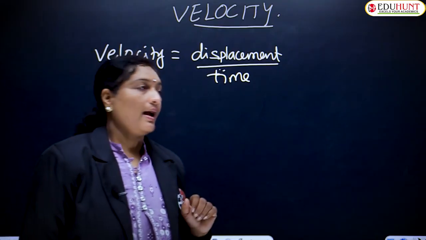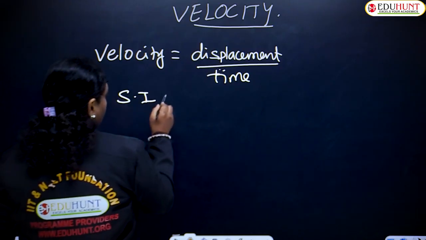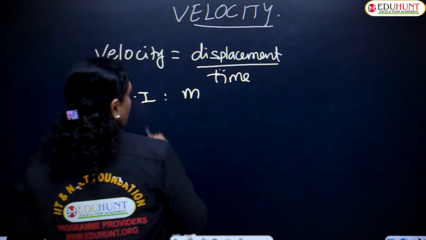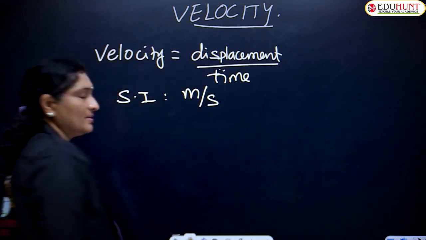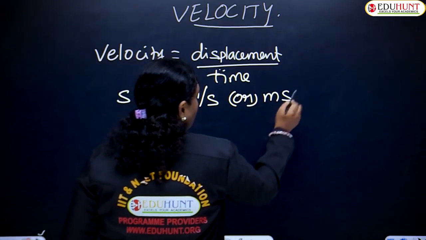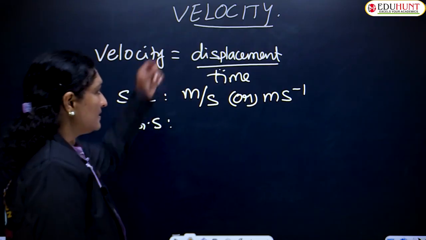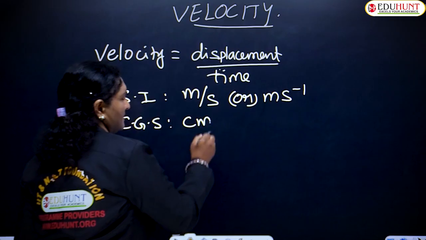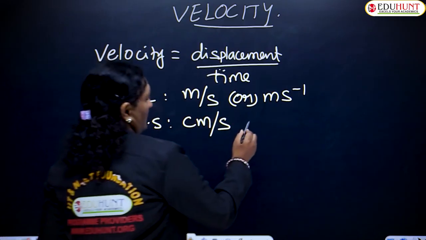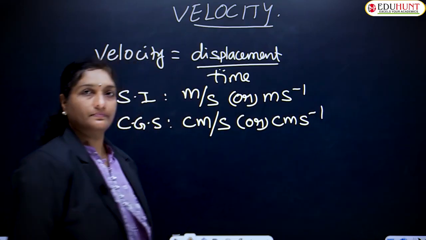If you look at the units of velocity, in the SI system, displacement is measured in meters and time is measured in seconds. Hence, the SI unit of velocity is meter per second. It can also be written as m s inverse. Whereas in the CGS system, displacement is measured in centimeters and time is measured in seconds. Hence centimeter per second. It can also be written as cm s inverse. Okay children?